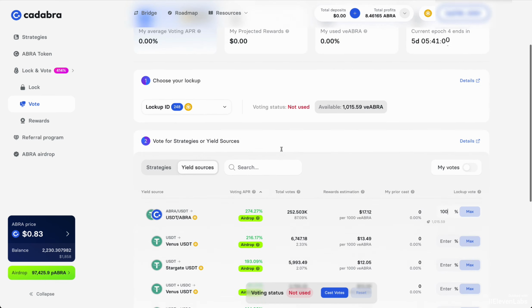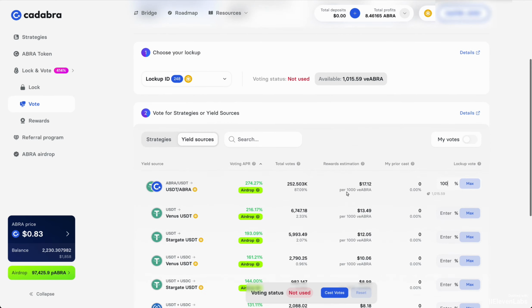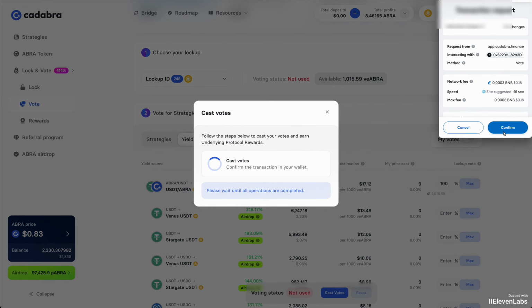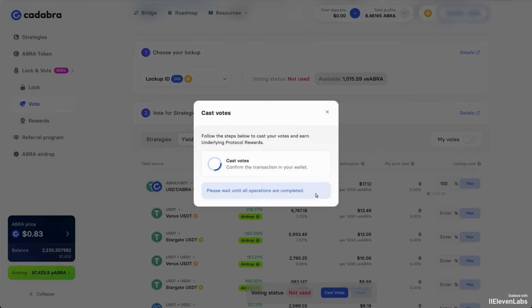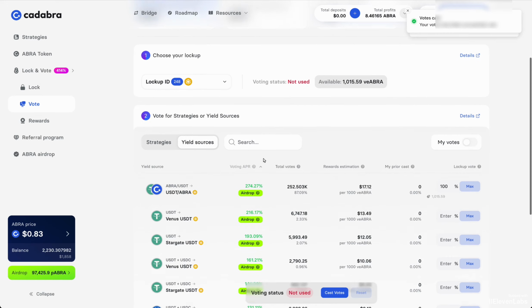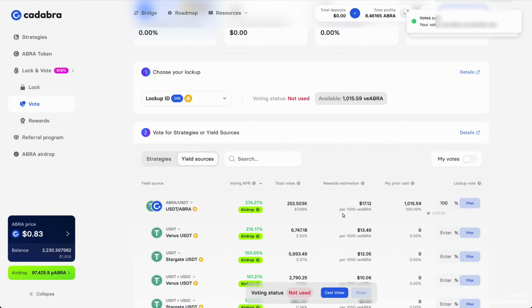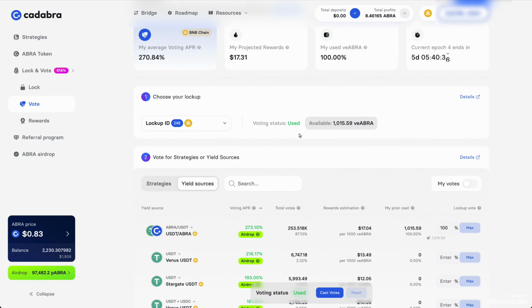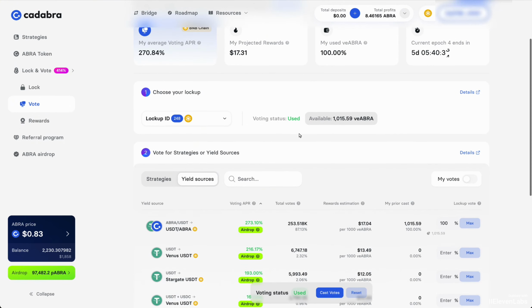Let's do this. So I chose my lock. I chose where I will vote. And actually, I will vote now. And I remind you that I am voting for the next week, for the right to collect the income that this source will generate during the next week. So everything is working here for now. We're waiting for the information to update. It updated quite quickly. I see that I have already voted.